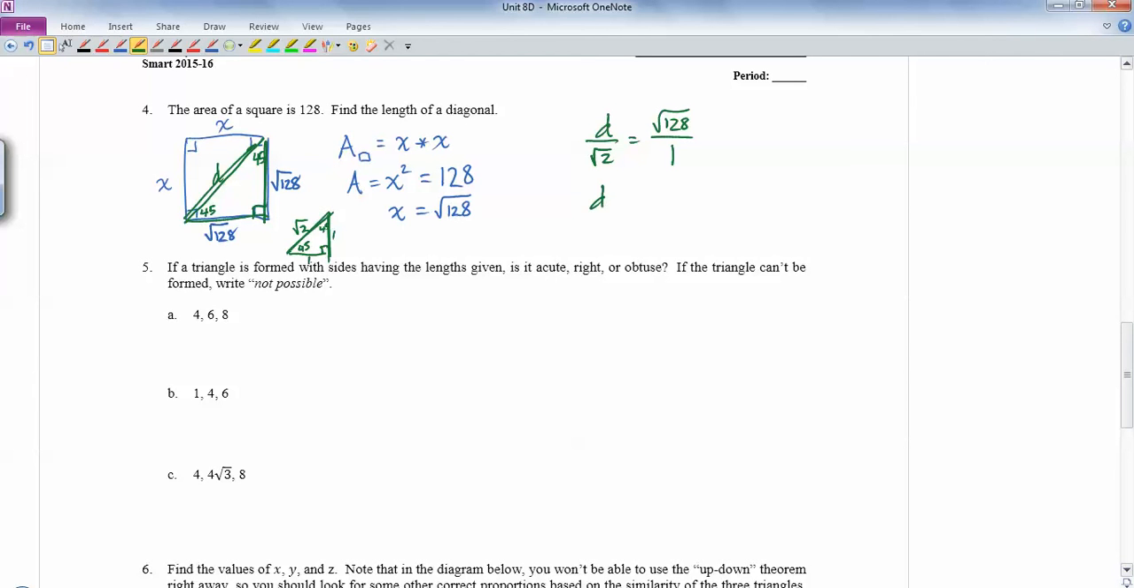So when I cross multiply, I get d equals root 128 times root 2, which is actually root 256 if I multiply those two. And root 256 actually happens to be a nice number. It's 16.